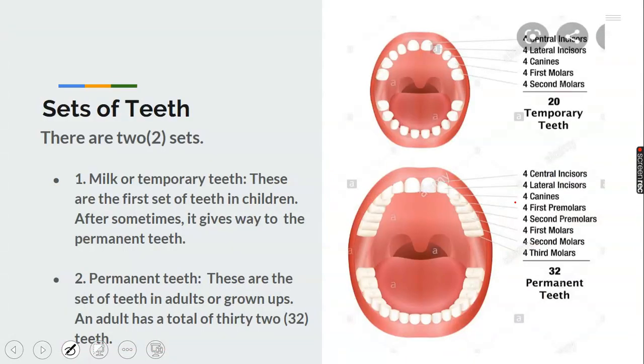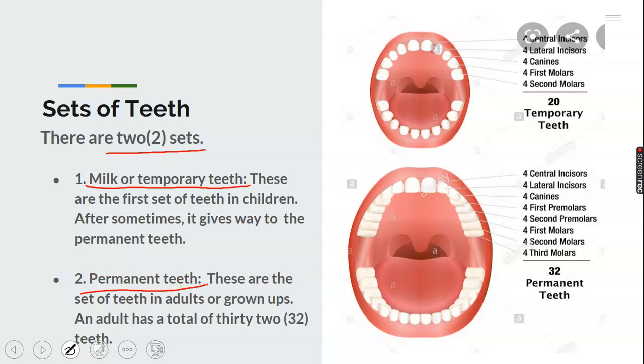Okay, now we've seen the types of teeth that we have in our mouth. Now we want to look at the set. What do we refer to as set? That is how these teeth come out. And we have 2 sets, and I will be explaining that to you now. First of all, we have the milk or temporary teeth, milk teeth. And then we have the permanent teeth.